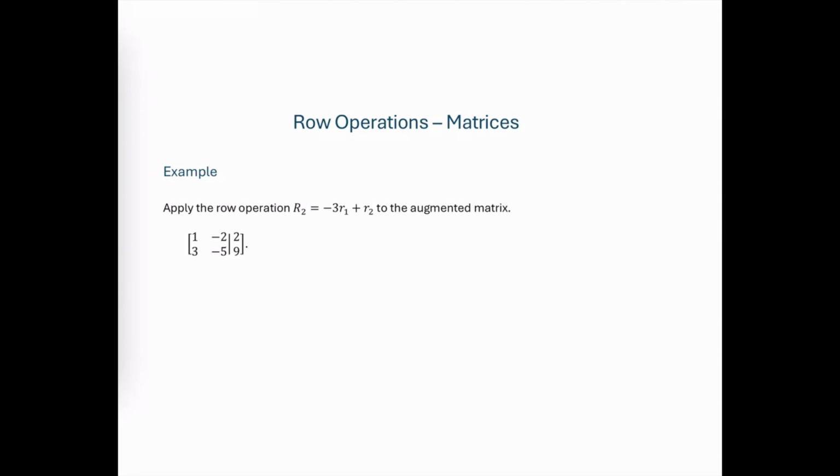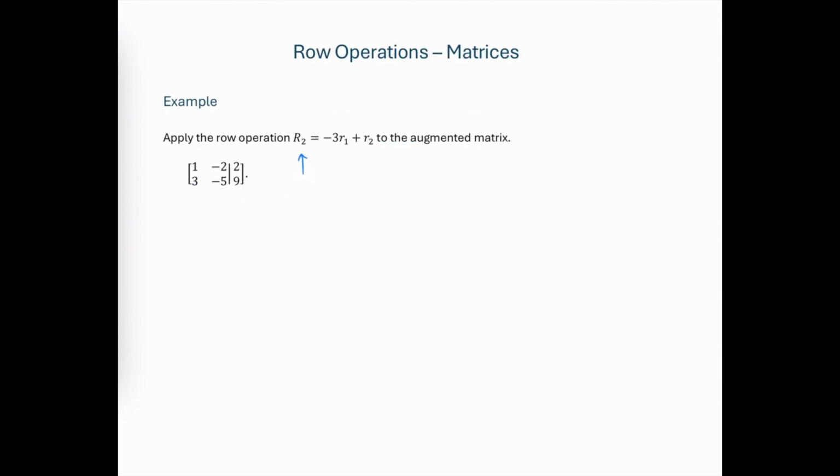Apply the row operation to the augmented matrix. This notation means that we're going to be replacing row 2 with this combination of the current rows. And when we replace row 2, we actually are not going to change row 1.